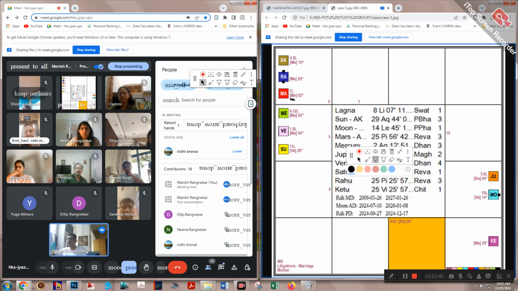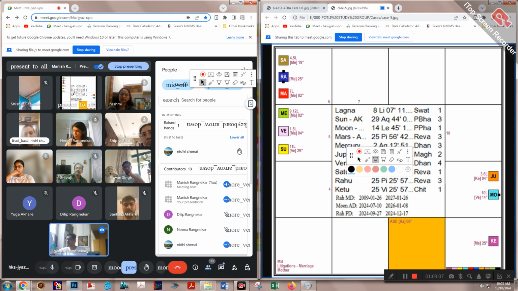Somebody put up Nidhi. So that is what I was going to ask, that if anybody asks us about the child, we will be looking at the 5th house lord, where it is seated, what aspect is hitting it, right? And obviously the dasha, which dasha and which bhukti.